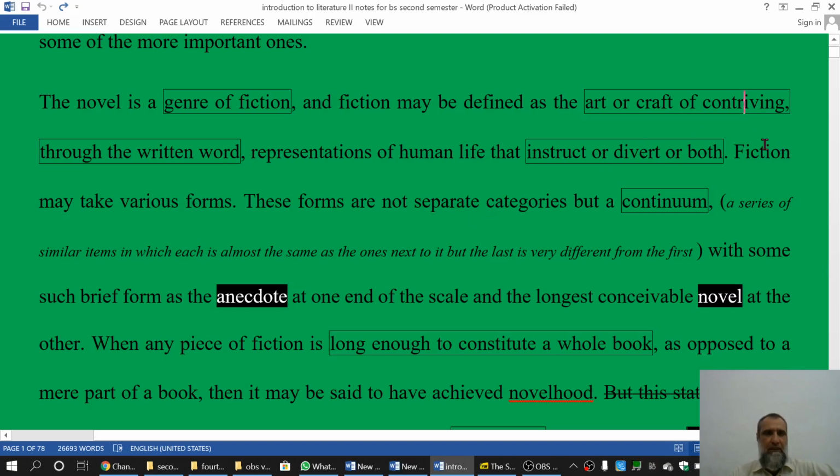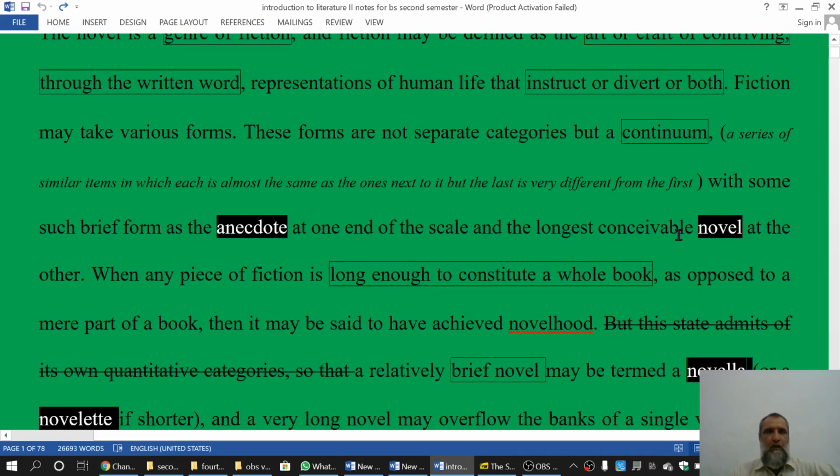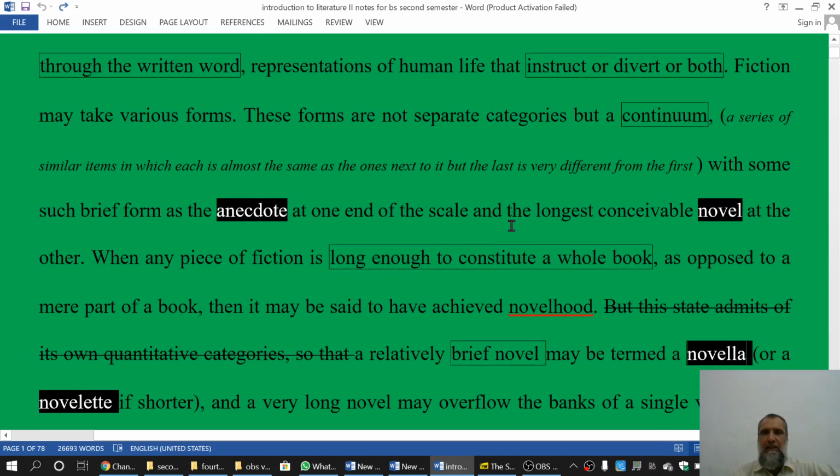It is the craft of contriving through the written word representations of human, and we will also learn that human beings are represented in it, and the purpose of the novel is sometimes to instruct, sometimes to divert, that is to entertain you, and sometimes both entertainment and instruction are there in a novel. Fiction has different kinds, and all these kinds are not separate categories, they are a kind of continuum. Continuum means that they start from a short story, from anecdotes maybe, and then short story, and then later on becoming greater and greater in size, being converted into a novel, and so on.